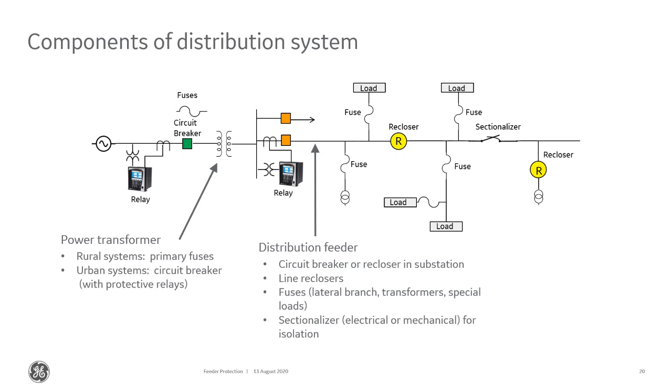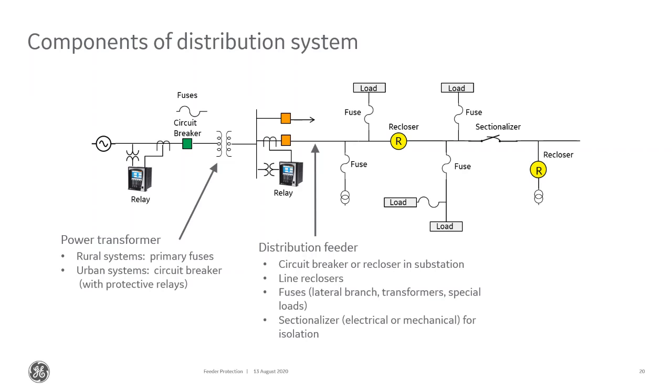And further, to sectionalize the feeder, we use auto reclosers, and auto reclosers are there to help us to maintain some level of reliability to power systems so that a disturbance on the power system does not take all our loads out.